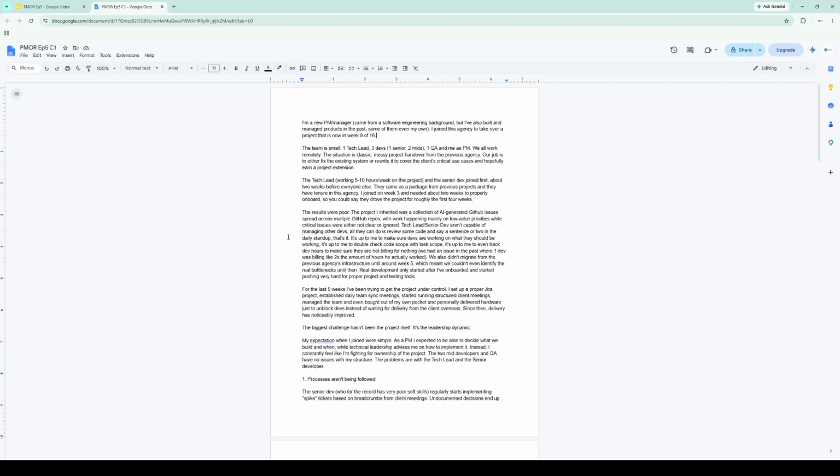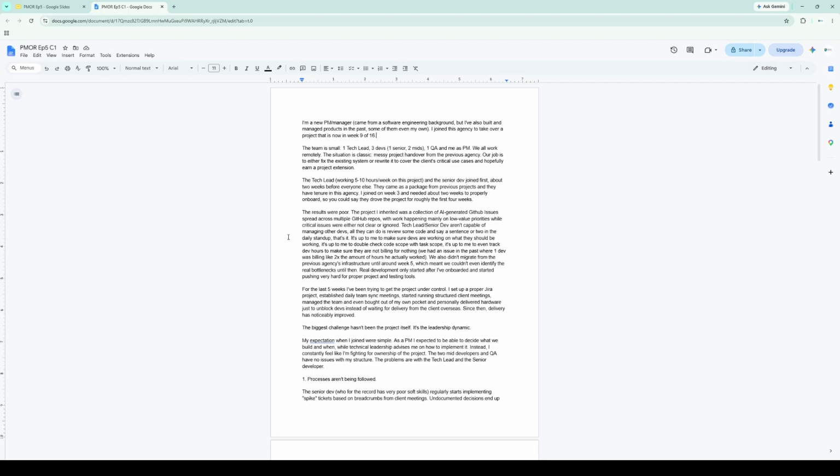The situation is classic, a messy project handover from the previous agency. Our job is to fix the existing system or rewrite it to cover the client's critical use cases and hopefully earn a project extension. The tech lead, working 5-10 hours a week on the project, and the senior dev joined first, about 2 weeks before everyone else. They came as a package from previous projects and they have tenure in the agency. I joined in week 3 and needed 2 weeks to properly onboard, so you could say they drove the project for roughly the first 4 weeks.